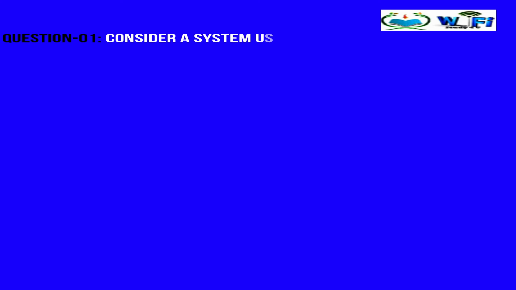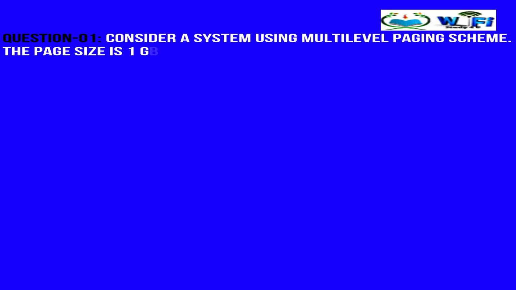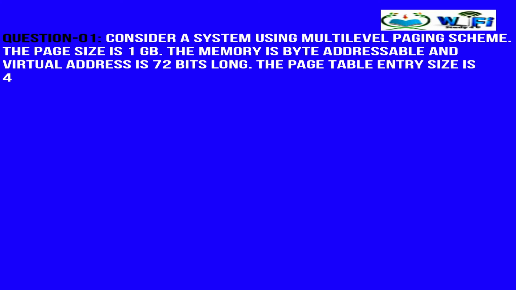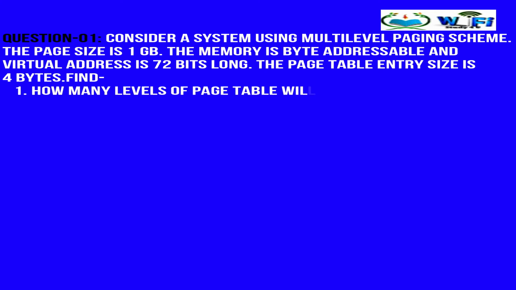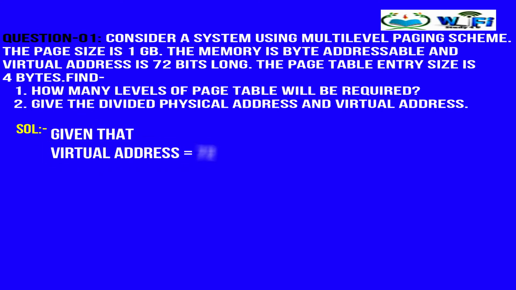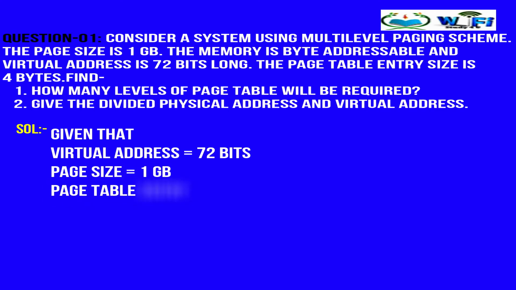Question number 1. Consider a system using multi-level page scheme. The page size is 1 GB. The memory is byte addressable and virtual address is 72 bits long. The page table entry size is 4 byte. Find how many levels of page table will be required. Second, give the divide of physical address and virtual address.